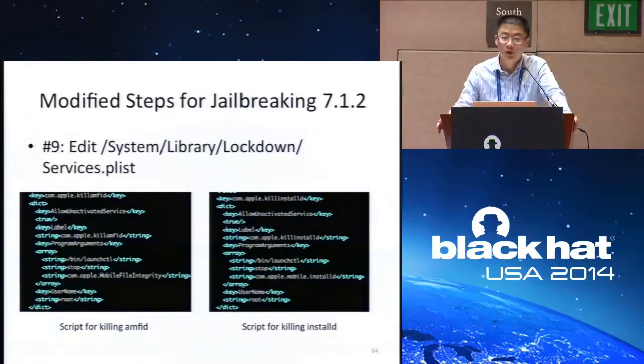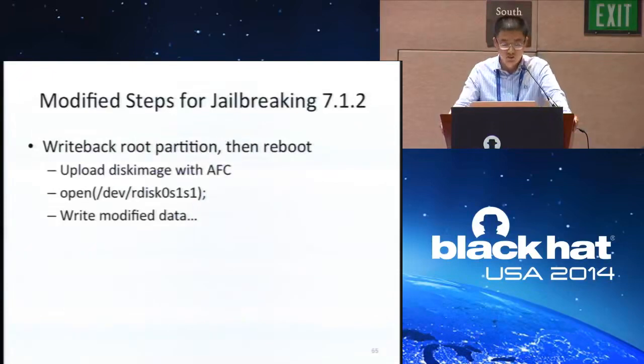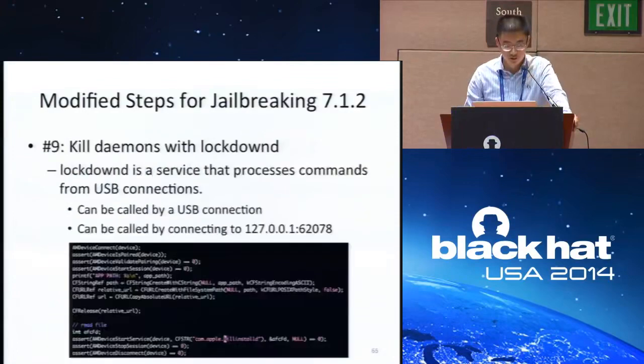And this is how we can kill the two services. Basically, we added some new scripts in the lockdownd configuration file, in which we use launchctl to stop the two services. And finally, we will write back the root partition and reboot the system. After that, the device is in a kind of jailbroken status.